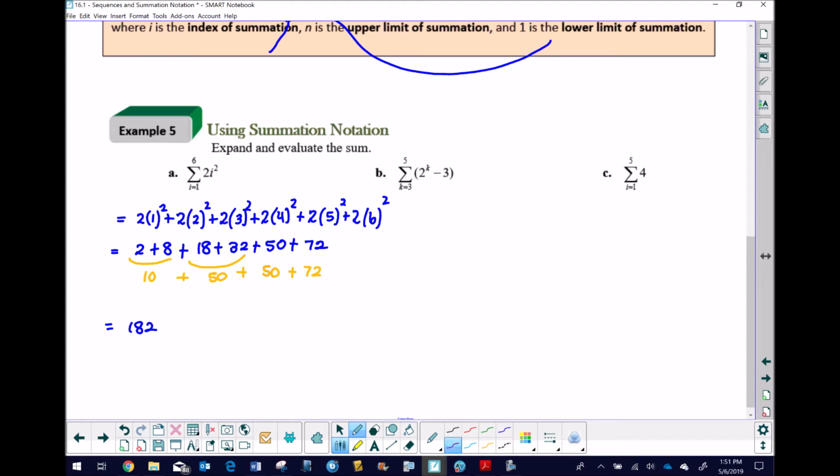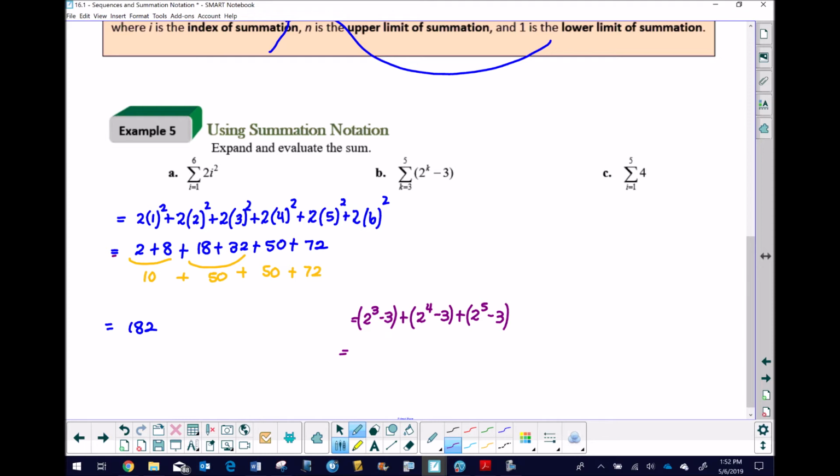B is going to be a lot quicker, guys, because I'm only going from my index from 3 to 5. So if K is 3, we've got 2 cubed minus 3 plus, now if K is 4, 2 to the 4th minus 3 plus, and if K is 5, 2 to the 5th minus 3. Does that all make sense? You do not have to put these terms in parentheses, although it's nice, I guess, if you do. It does sort of organize things nicely. But here you got to do all the busy work.